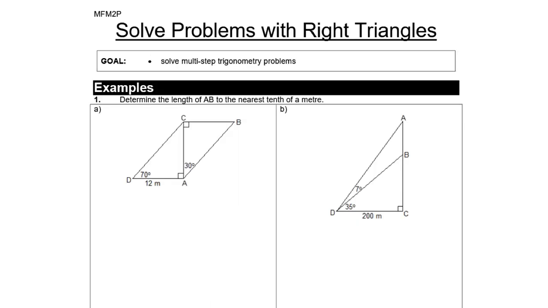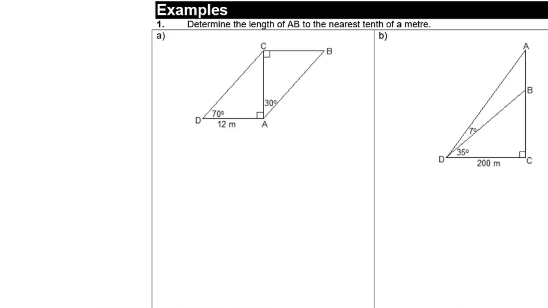And the goal for this lesson is to be able to solve multi-step trigonometry problems. So up until now, you've been able to solve most problems just by doing one calculation. But now we're going to look at problems like these that you see on your sheet, and they require more than one step in order to solve fully. So let's start with example 1.